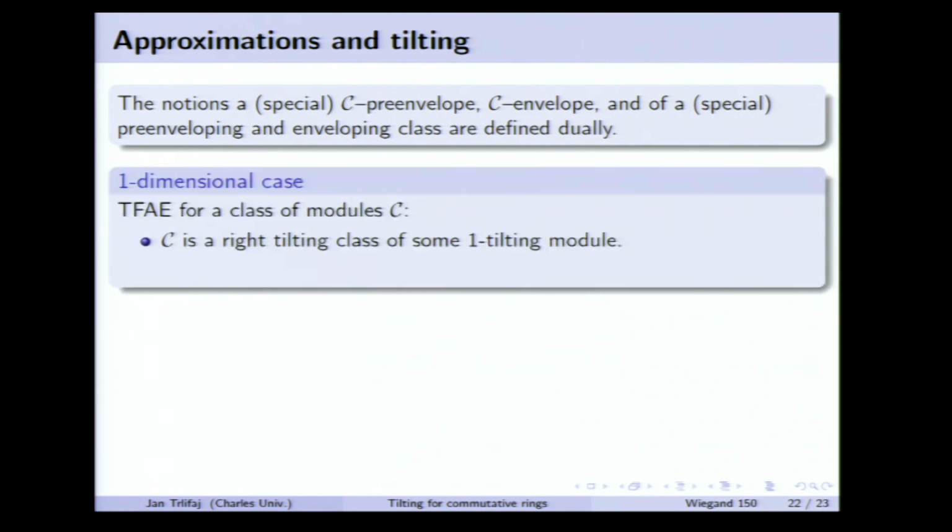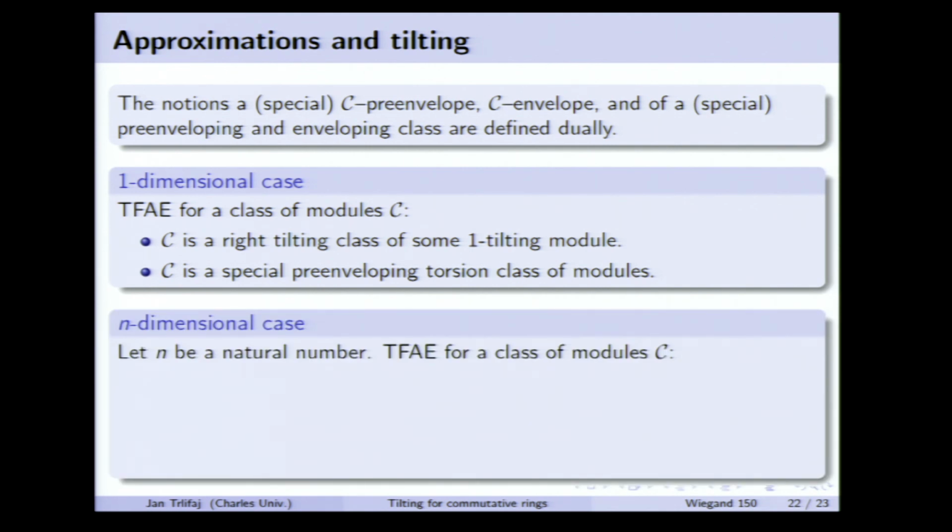But the relation to tilting is probably nicest in the one-dimensional case. So what are the one-tilting classes of modules? The right ones can be characterized from the approximation theory point of view as the special pre-enveloping torsion classes of modules. So if you have a special pre-enveloping class in the sense I defined in the previous slide, and it happens to be a torsion class, then it's a tilting class, and vice versa. I think this is interesting, and we will use it later on.